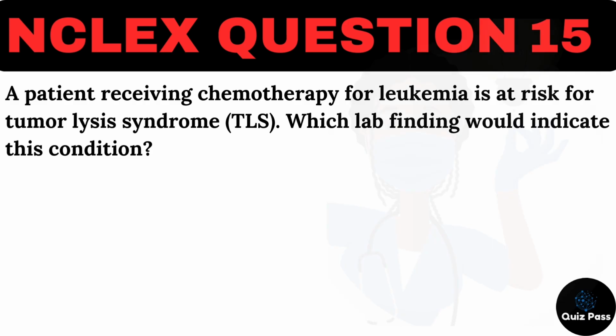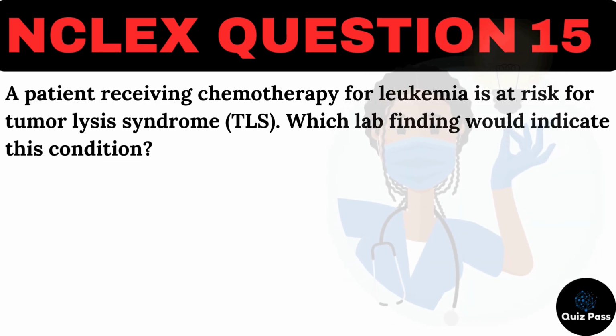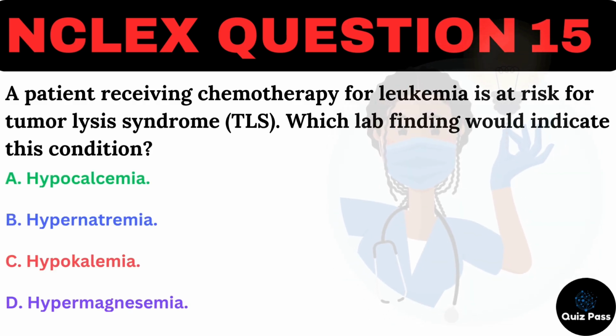A patient receiving chemotherapy for leukemia is at risk for tumor lysis syndrome, TLS. Which lab finding would indicate this condition? A. Hypocalcemia. B. Hypernatremia. C. Hypokalemia. D. Hypermagnesemia.